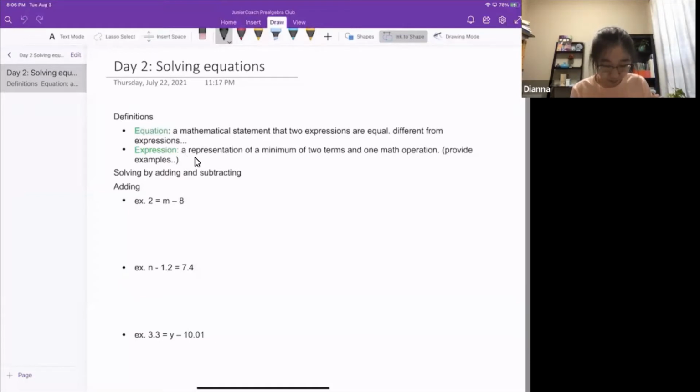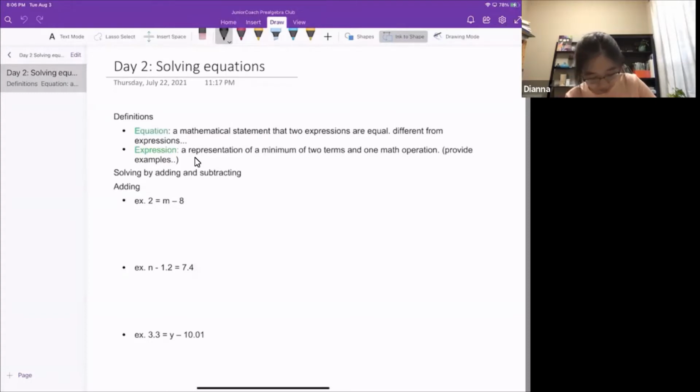So I'll read through the definitions real fast and then I'll do some examples. You don't really need to write them down. It's okay if you do, but I'm just going to go over them very quickly. So an equation is a mathematical statement that two expressions are equal. The difference here is that they have that equal sign.